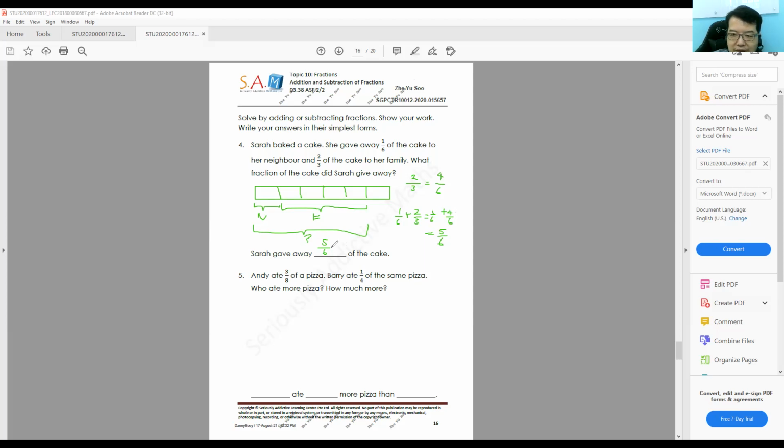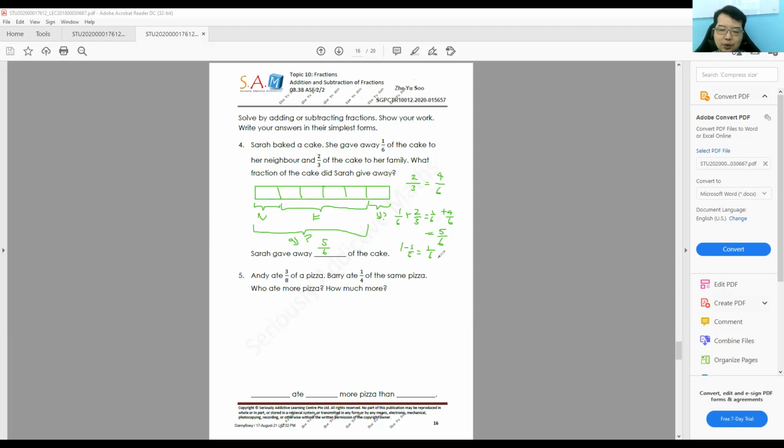Bonus question: how much cake was left? So this is A, and this is B. How much cake was left? 1 minus 5 out of 6 equals 1 out of 6. So B is just a bonus question. I just added that in.